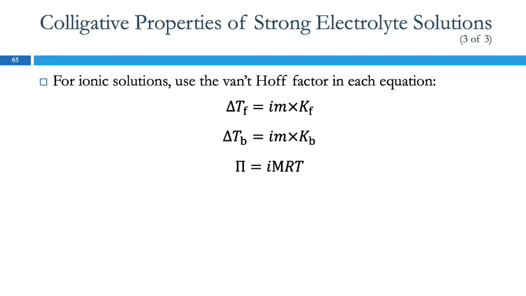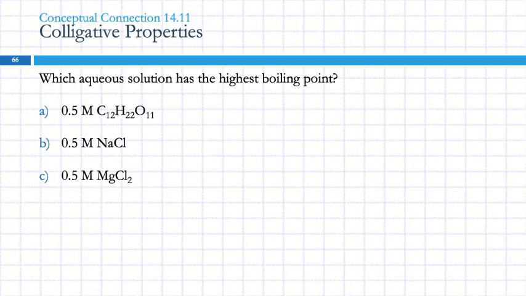So if we're doing ionic solutions, strong electrolyte solutions, we can take these 3 equations we just looked at and multiply by the Van 't Hoff factor to adjust for it being an electrolyte.